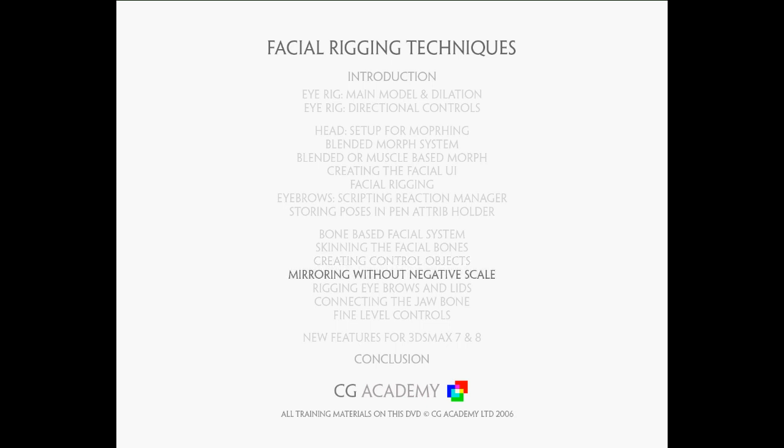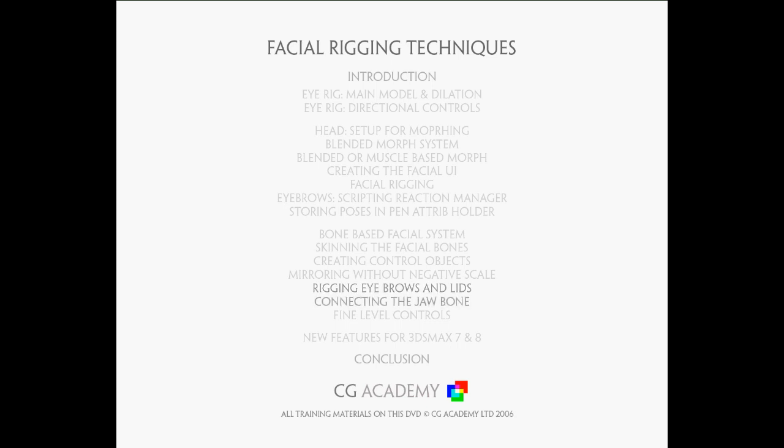Chapter 13, mirroring objects without scale. We're going to look at how to mirror over point helpers from the right side to the left side of the face using a simple script so that we don't end up with any scale factors on any of the objects. We're also going to do a few corrections and updates to the rig as we go along so that we're always adjusting what we've done. Chapter 14, rigging the eyes and brows and lids. We're going to set up the eyebrows and set up the eyelids using the bone-based system.